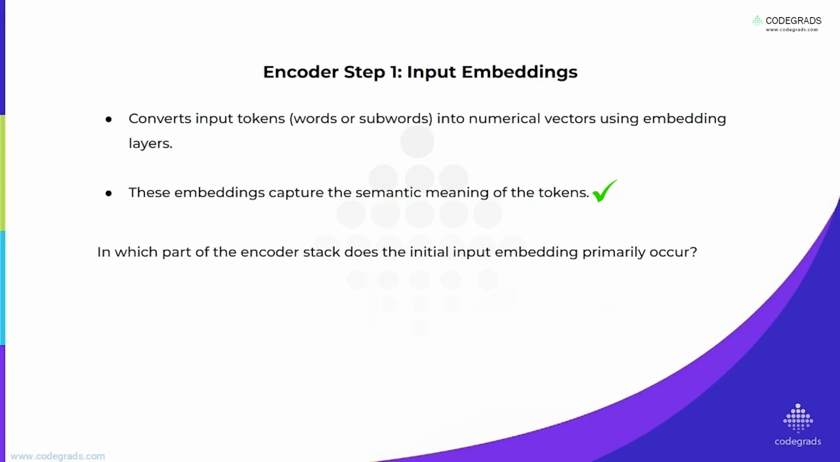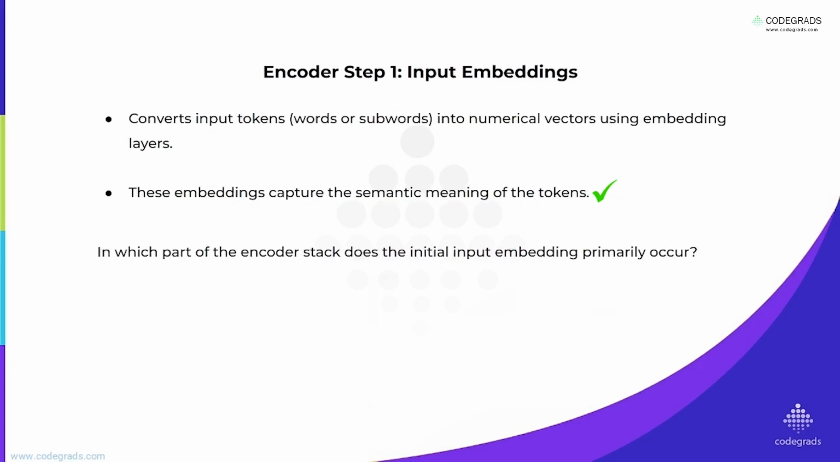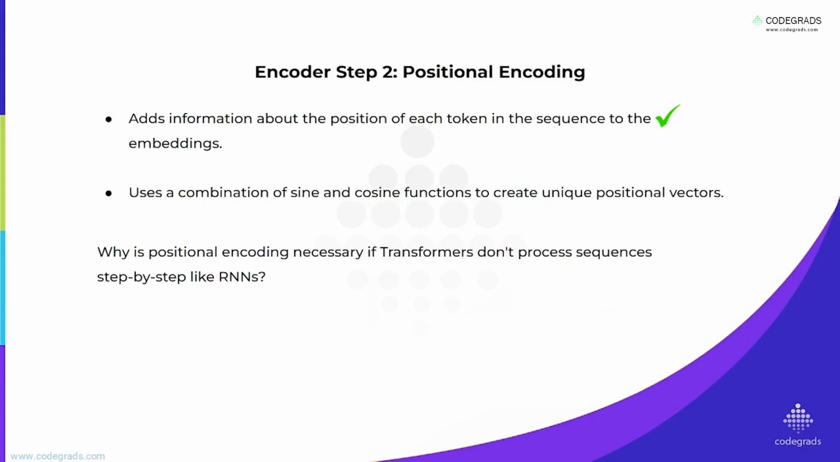So whenever we get the numerical vectors, they are related to each other and capture the actual meaning of the tokens. Now, in input embedding, each word is turned into a vector using an embedding layer, and these vectors capture word meaning. Like if you are comparing two words, cat and dog, it will capture the semantic meaning of these two words.